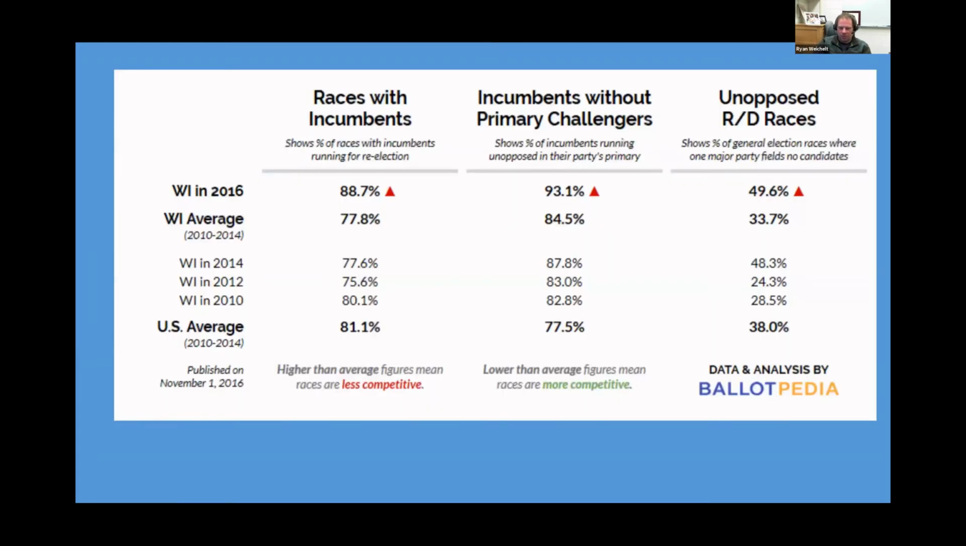What this slide is showing is that what's happened in Wisconsin over the last decade is races where incumbents are easily winning. You see fewer primary challengers and more unopposed elections, because what's the point of running against someone when you're most likely going to lose? So you can see some of those things play out.